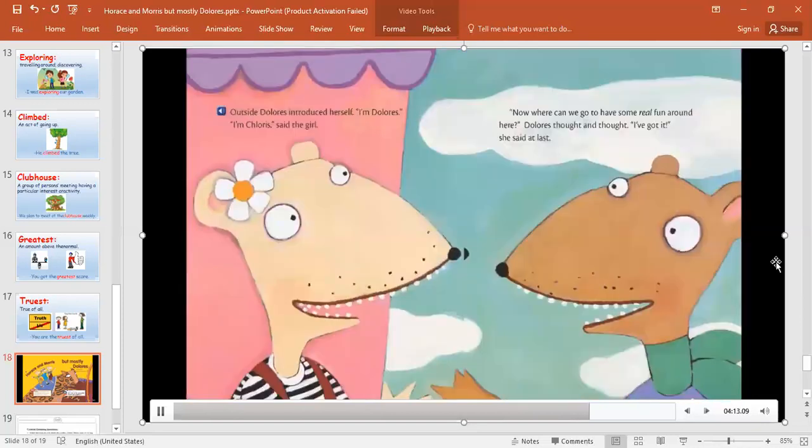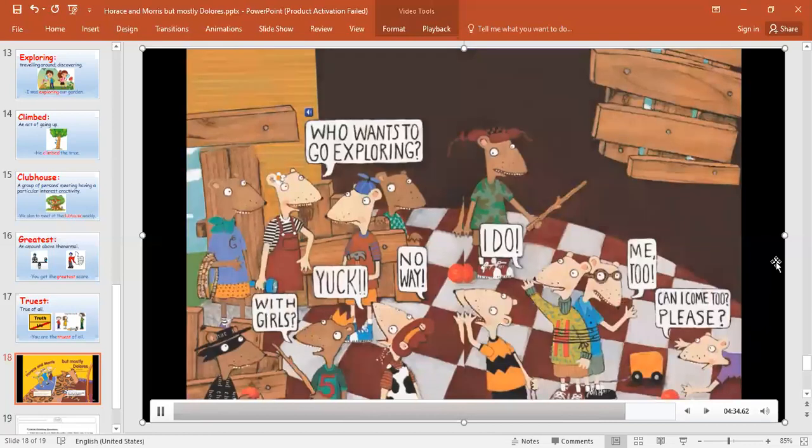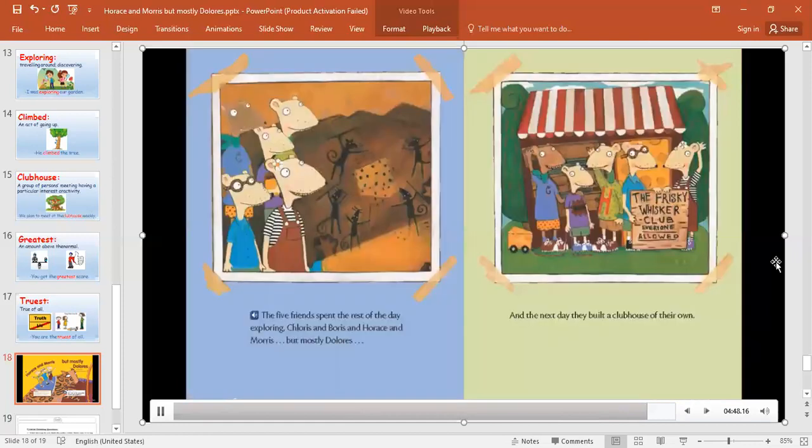Outside, Dolores introduced herself. "I'm Dolores." "I'm Cloris," said the girl. "Now, where can we go to have some real fun around here?" Dolores thought and thought. "I've got it," she said at last. "Who wants to go exploring?" "With girls?" "Yuck!" "No way." "I do." "Me too." "Can I come too, please?" The 5 friends spent the rest of the day exploring. Cloris and Boris and Horace and Morris, but mostly Dolores. And the next day, they built a clubhouse of their own.